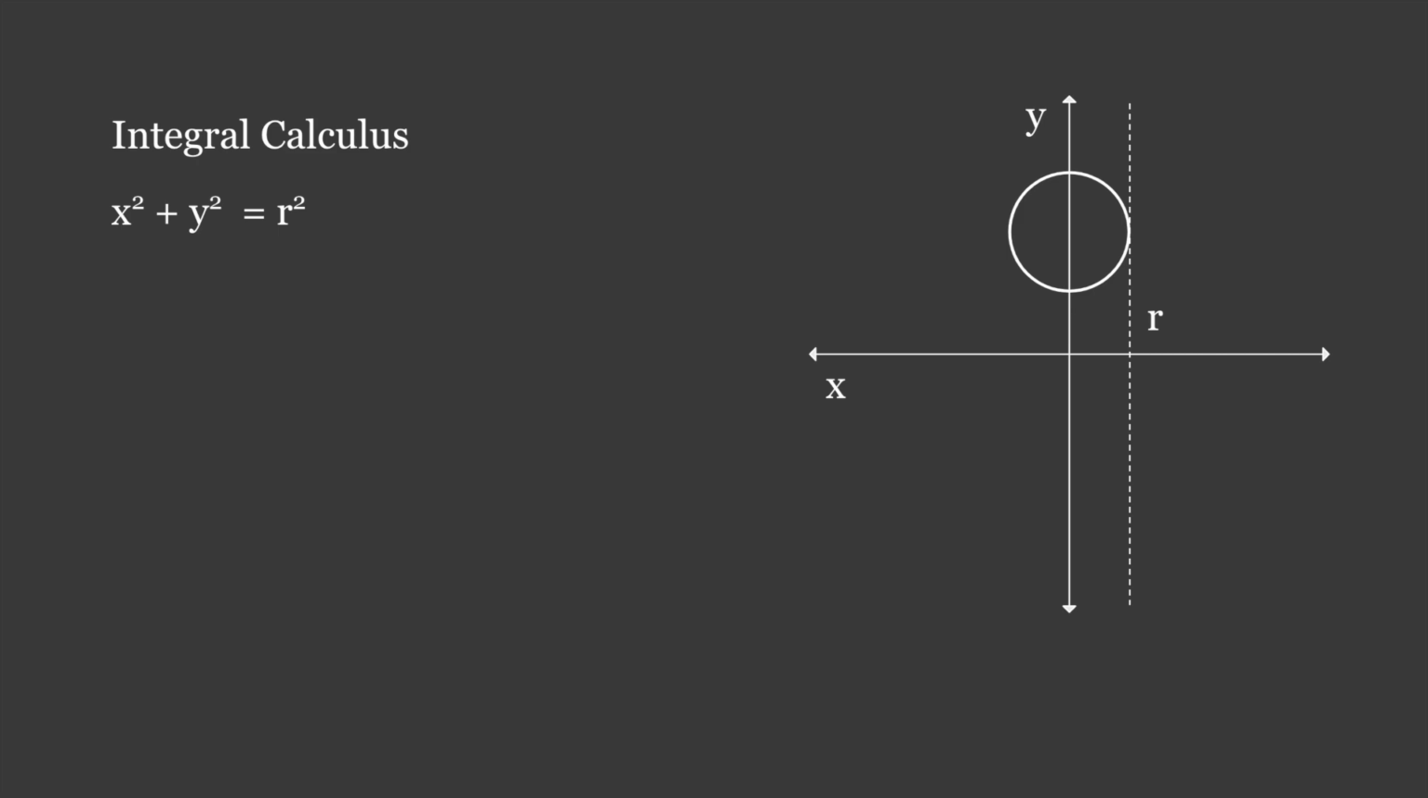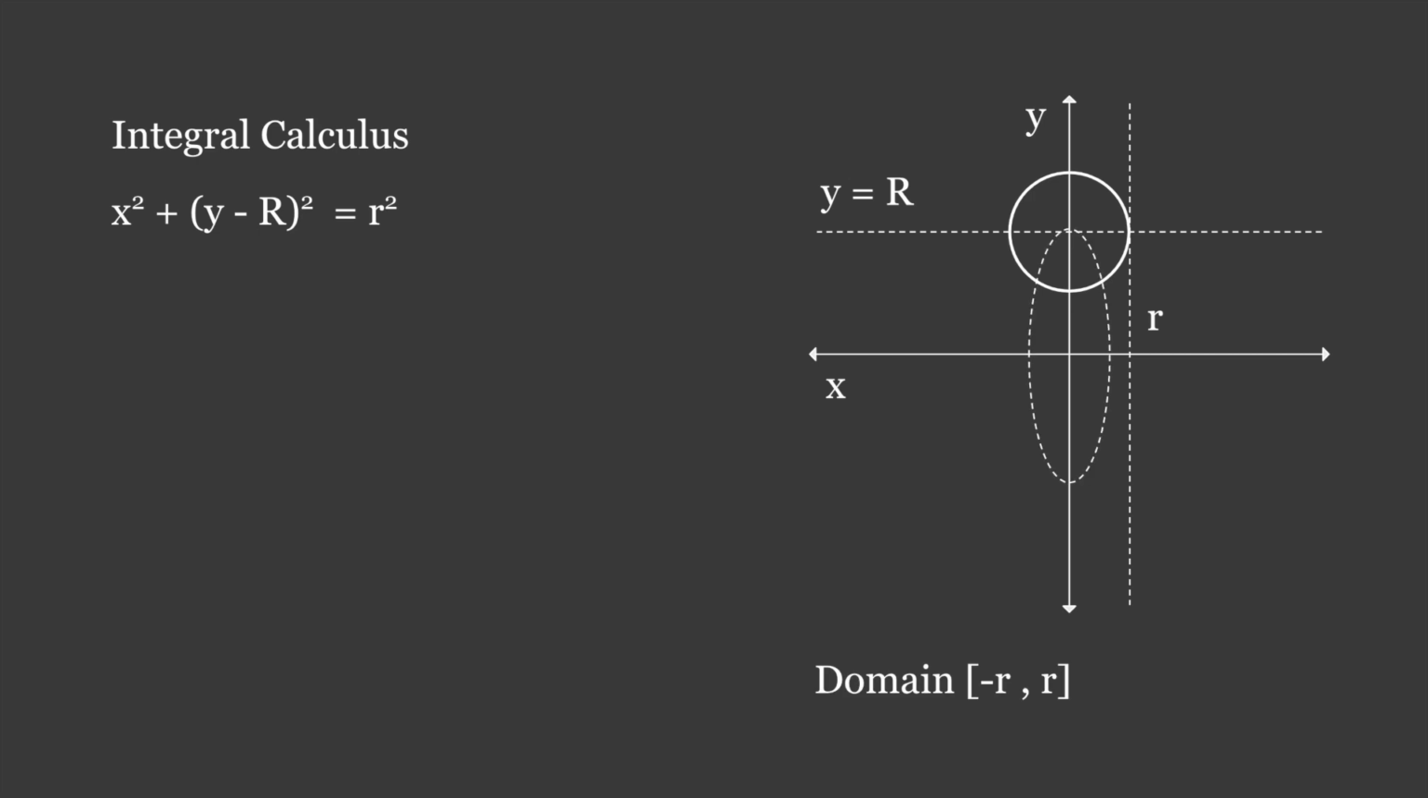To achieve this, we must change our function so that it's x squared plus (y minus r) squared equals radius squared. Notice that the function y equals r will pass straight through its center point, and its domain lies between negative and positive r. Our ultimate goal will be to rotate this function around the x-axis in order to create a torus. After that, we can integrate to find its volume.